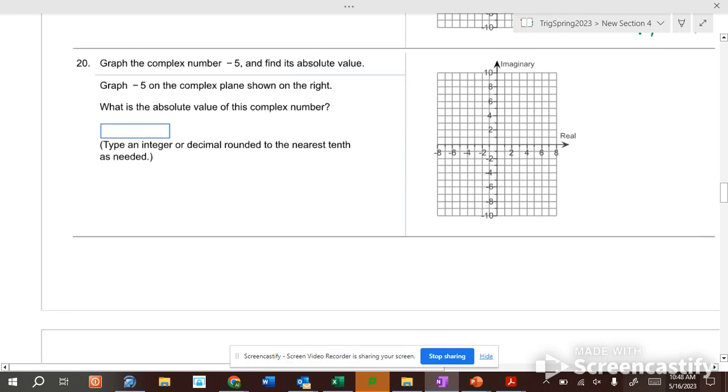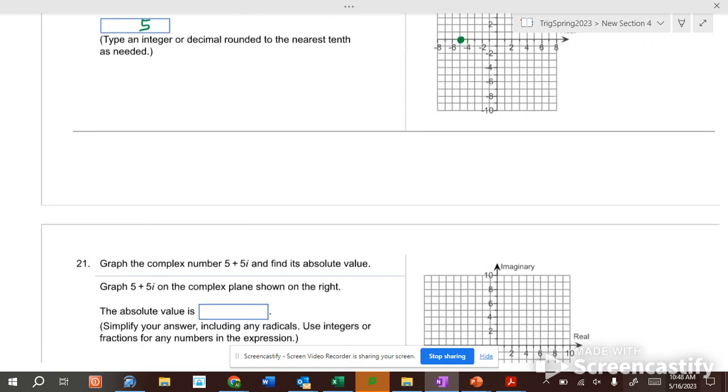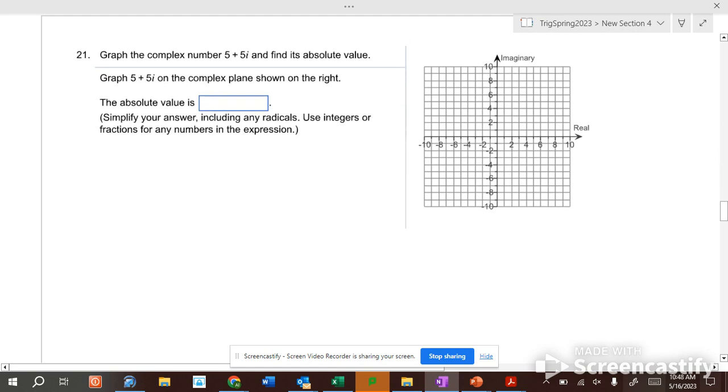Where's negative 5 going to be at? Right there. How far is it away from 0? That's the absolute value of it. Last one. Where's 5 plus 5i? What's the ordered pair it's going to be at? 5, 5. It'll be right there. What's its absolute value?